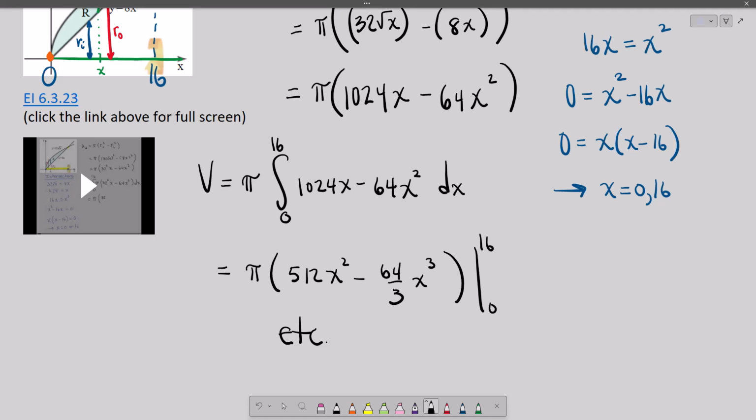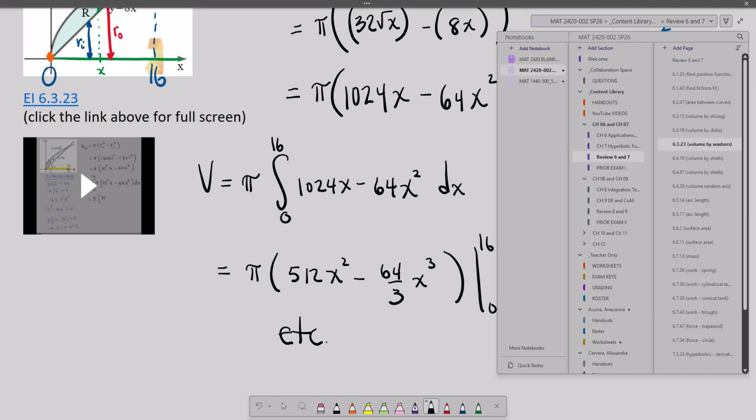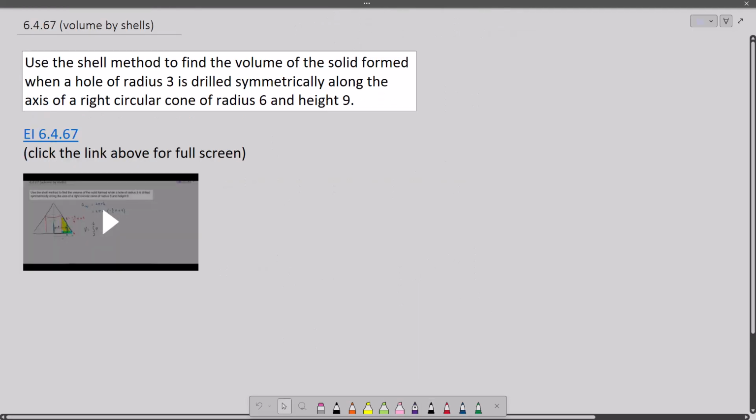So let's definitely do a shell, unless someone has a question on that guy. All right, so shells tend to be the more complicated thing, so let's do shells for sure.